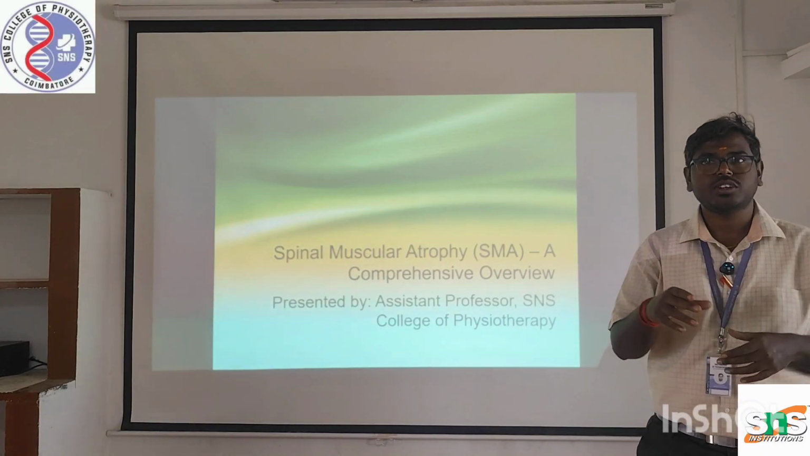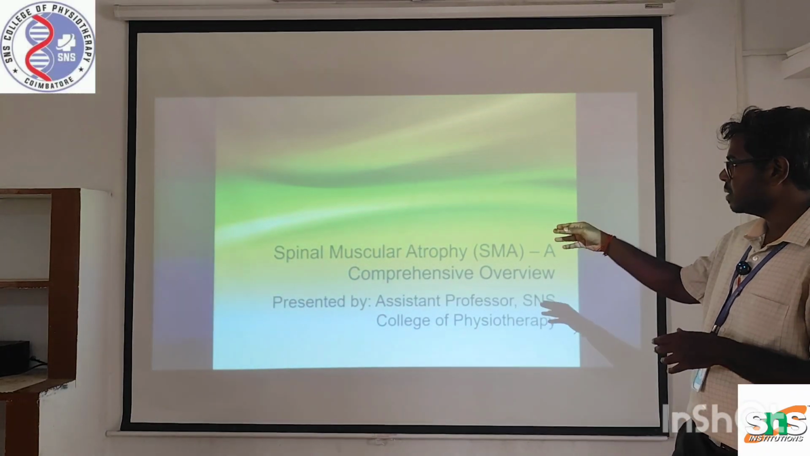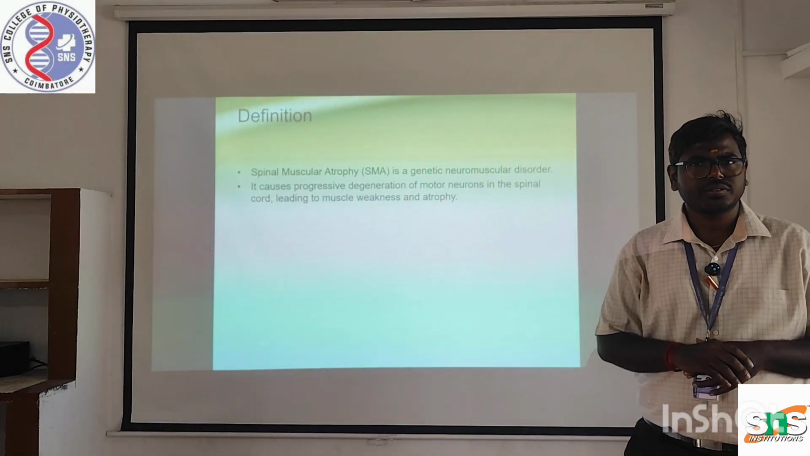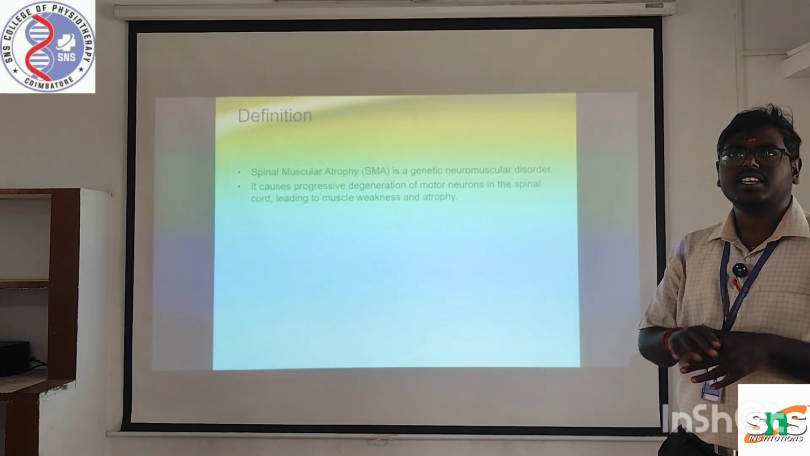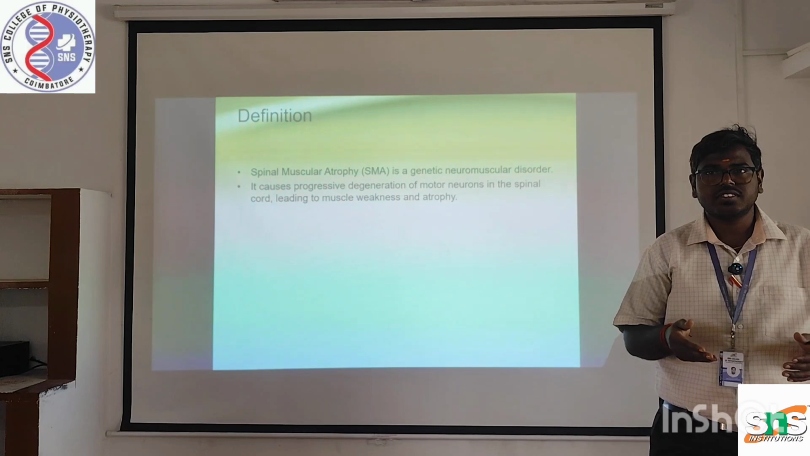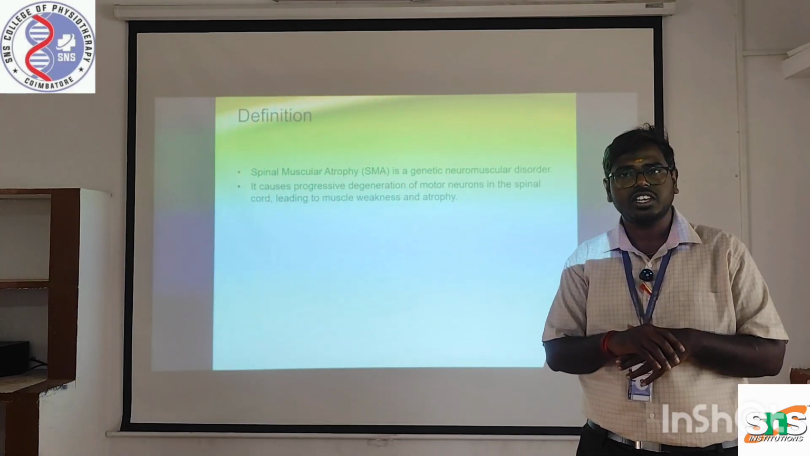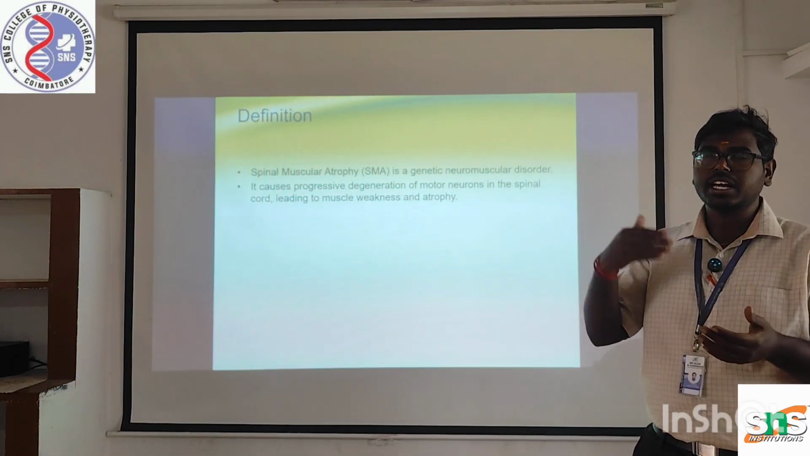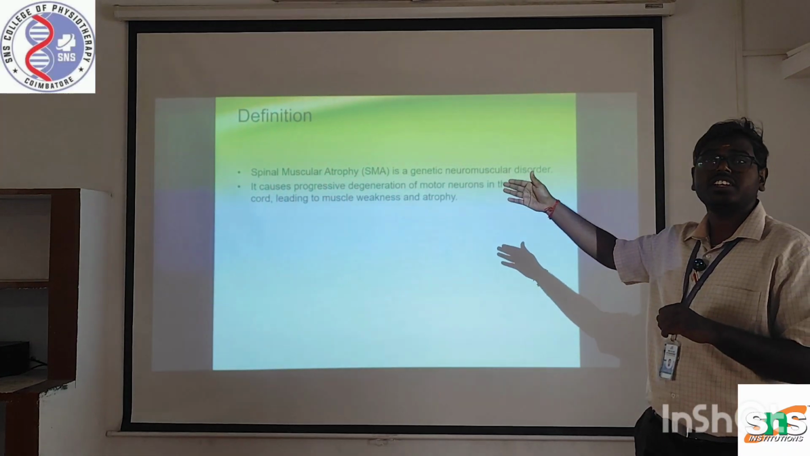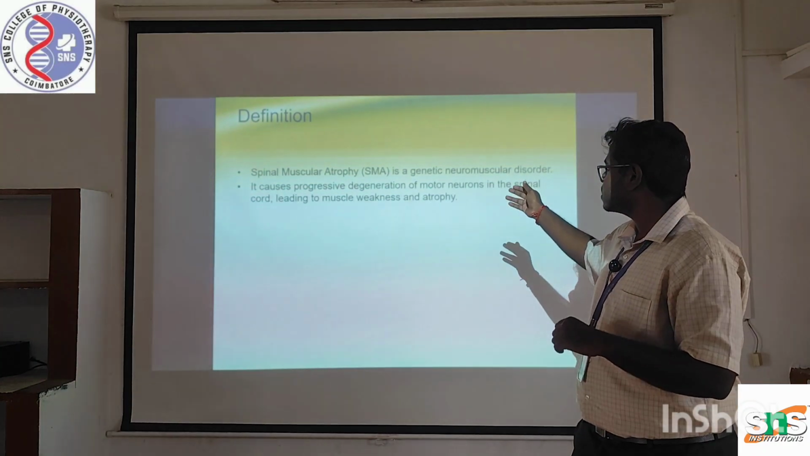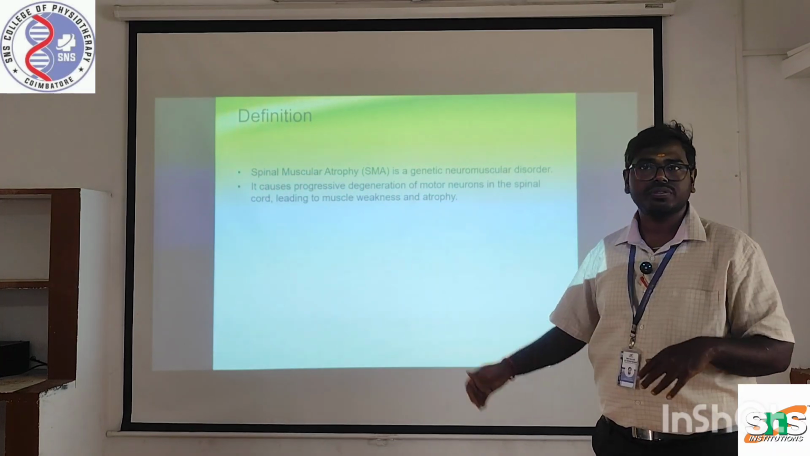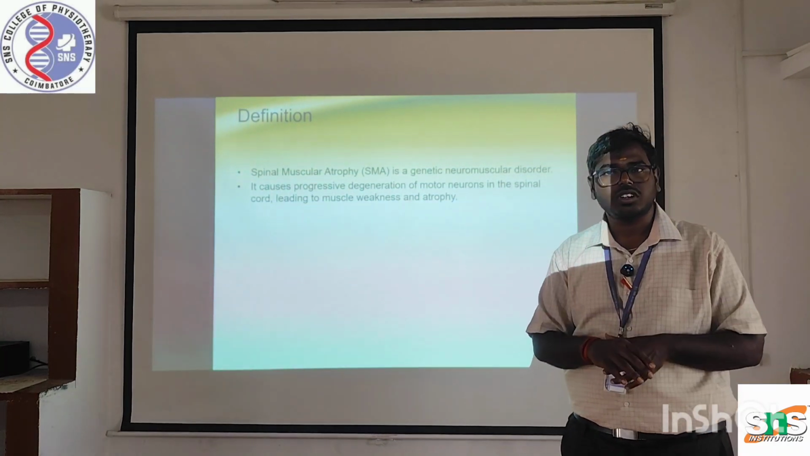Now in this video, we're going to see about the topic known as spinal muscular atrophy. So what is spinal muscular atrophy? Spinal muscular atrophy is generally a genetic neuromuscular disorder, which affects the neuromuscular junction and comprises a genetic factor. In this condition, it progressively degenerates the motor neurons in the spinal cord, and finally leads to muscle weakness and atrophy.